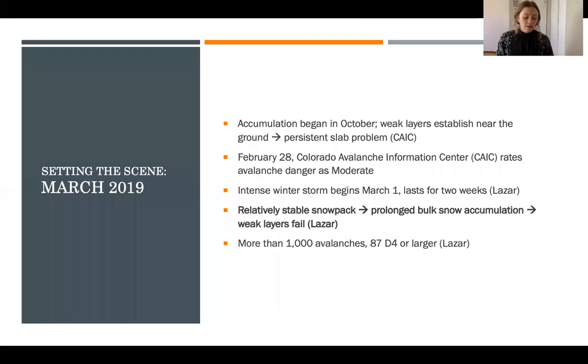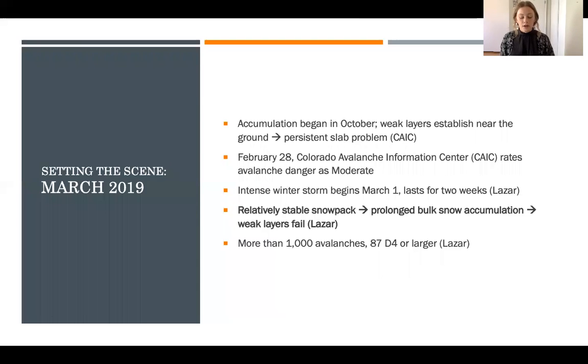So in the winter of 2019, what some are referring to as a historic avalanche cycle occurred. It kind of all started back in October when snow began to accumulate and facets formed near the ground, forming a persistent slab. On February 28th of 2019, the avalanche danger was rated as moderate by the Colorado Avalanche Information Center. And the problem was a persistent slab.